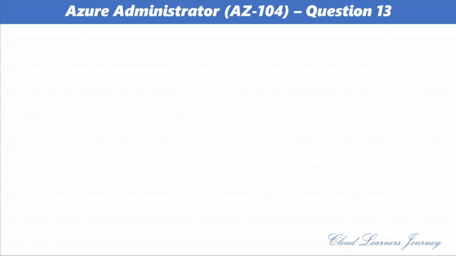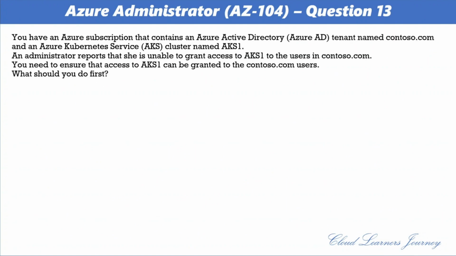Next, question number 13. You have an Azure subscription that contains an Azure Active Directory tenant named Contoso.com and an Azure Kubernetes Service cluster named AKS1. An administrator reports that she is unable to grant access to AKS1 to the users in Contoso.com. You need to ensure that access to AKS1 can be granted to the Contoso.com users. What should you do first?